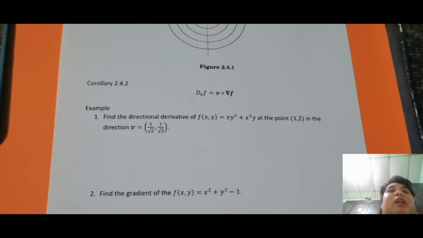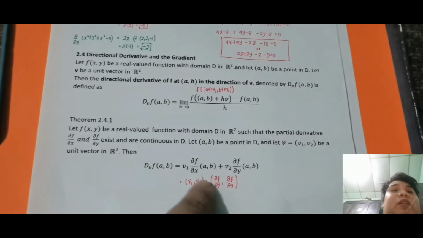Okay, so we have the example. Again, we can use the corollary. Find the directional derivative of f of x, y equals x y squared plus x cubed y at the point 1, 2 in the direction of the directional vector b, 1 over square root of 2, 1 over square root of 2. I think we can find it in two ways. First is the gradient, then we apply it. Or we use the formula from earlier. Let's try the first formula.